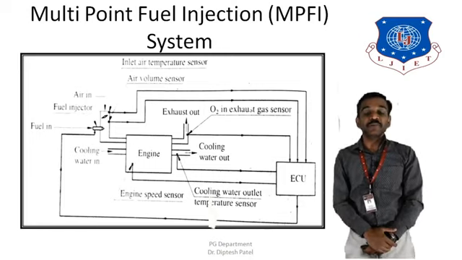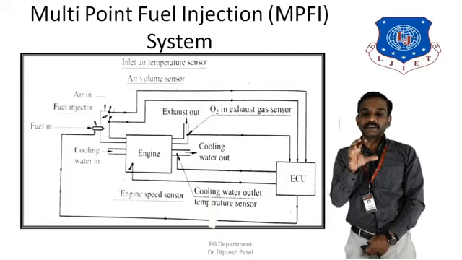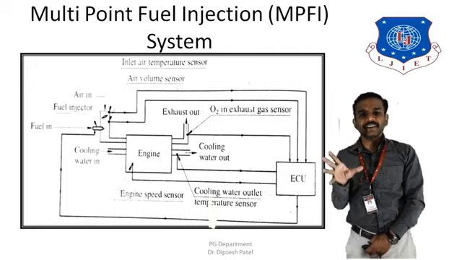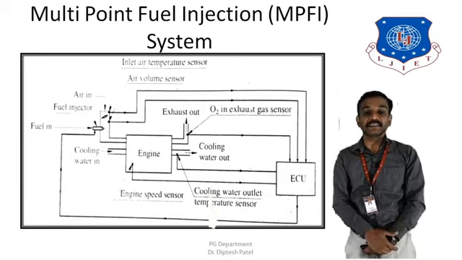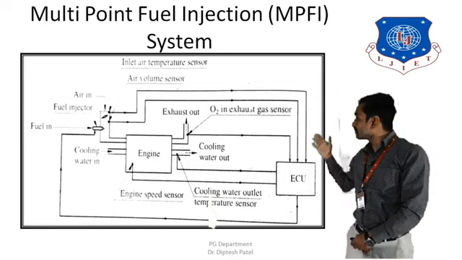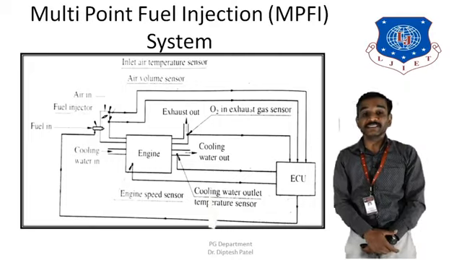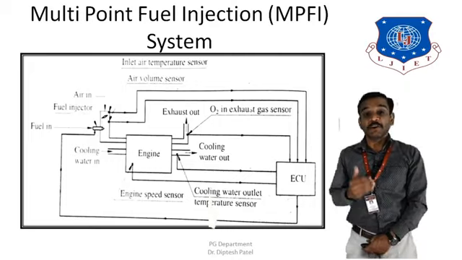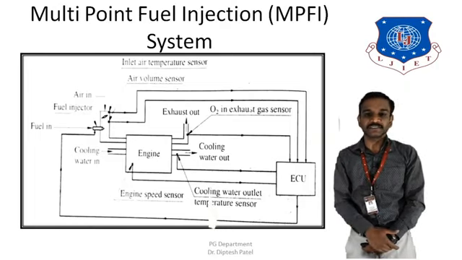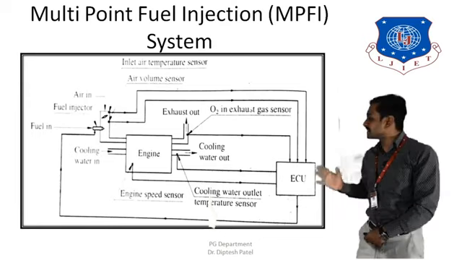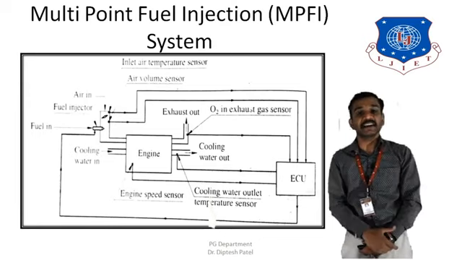Now the ECU works on the data input of various sensors. It has a cooling water temperature sensor, an engine speed sensor, then an exhaust gas temperature sensor, and even the amount of oxygen remaining in the exhaust gas can be sensed. Then it has an air volume sensor and an inlet air temperature sensor as well. So approximately 6 to 7 different sensors are used.